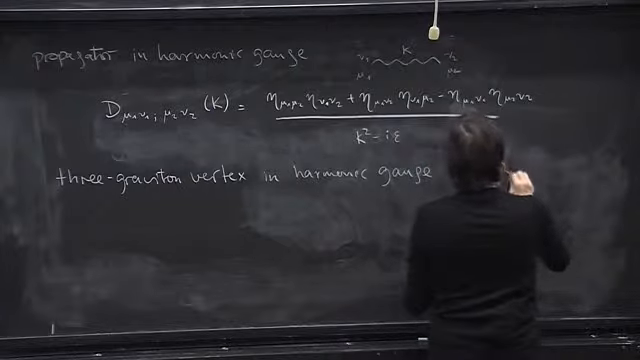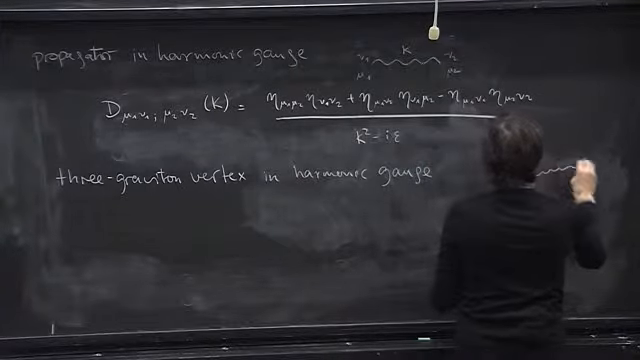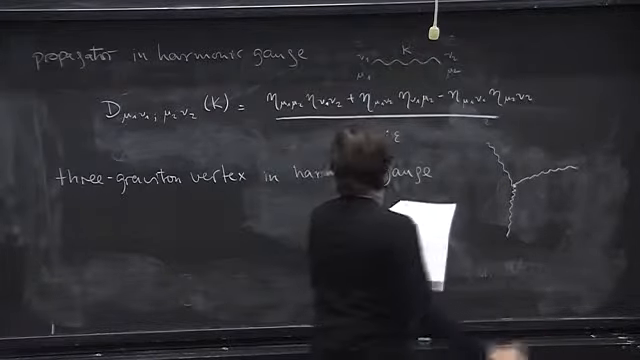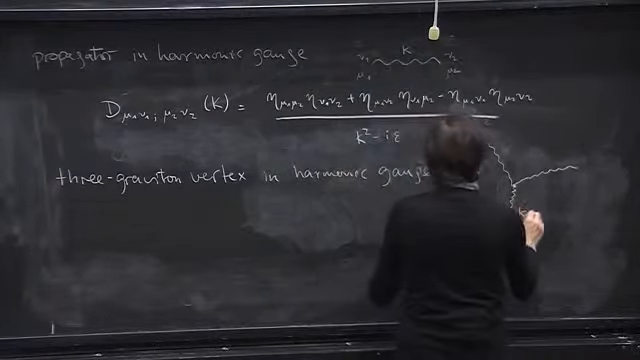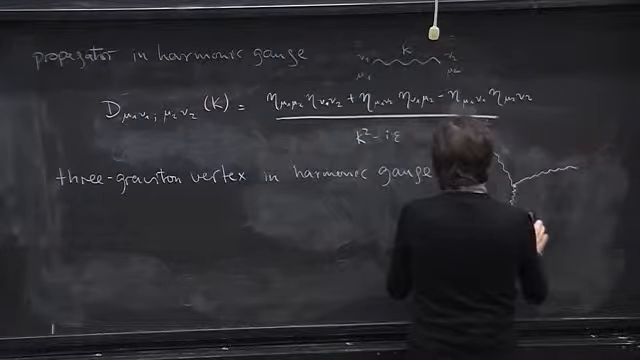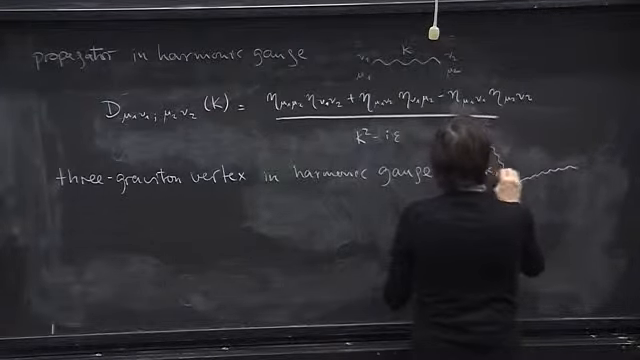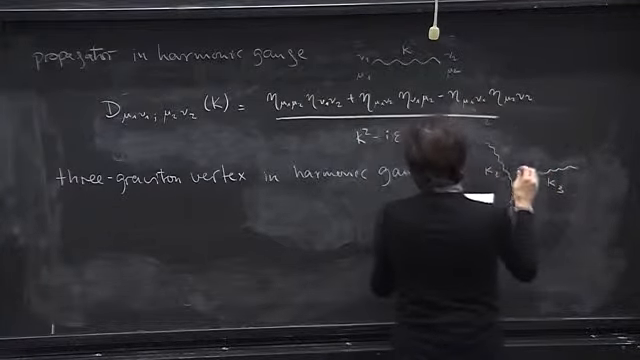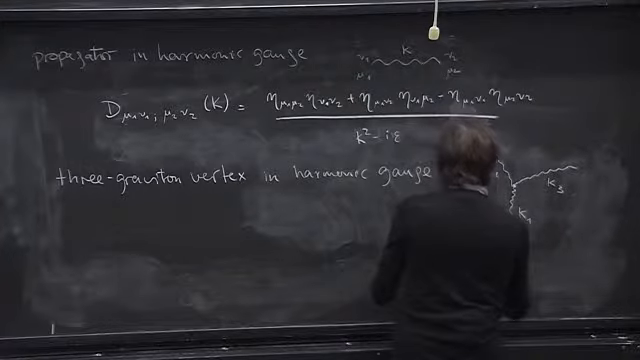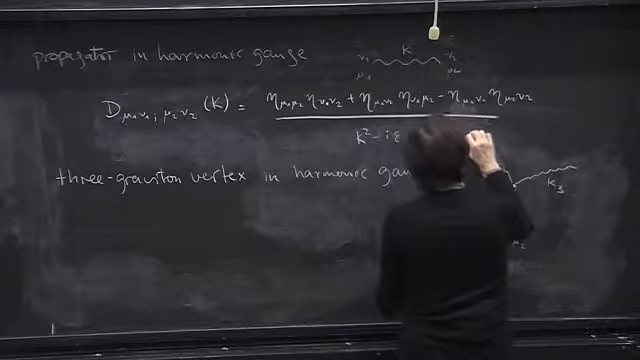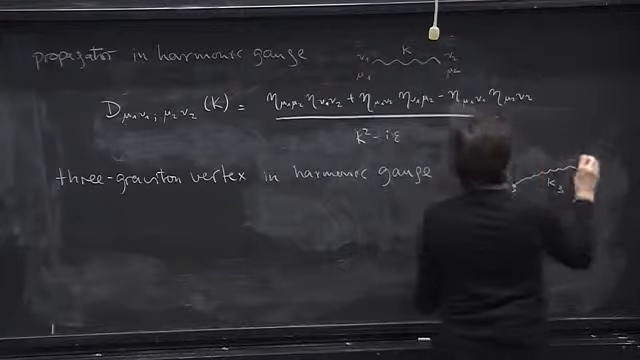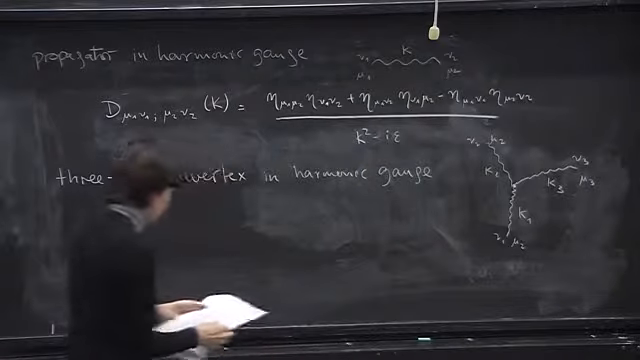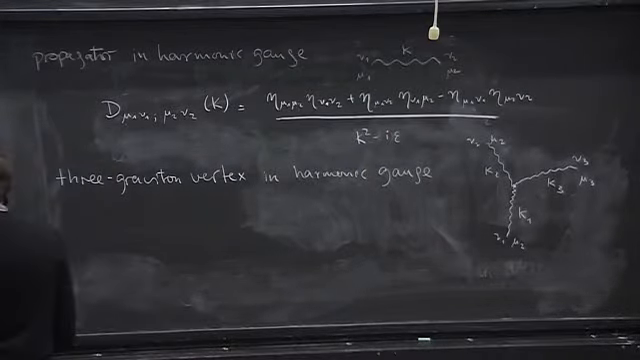Now, this of course corresponds to a threefold intersection, three gravitons meeting, associated with three momenta k1, k2, and k3, and index pairs mu1 nu1, mu2 nu2, mu3 nu3.